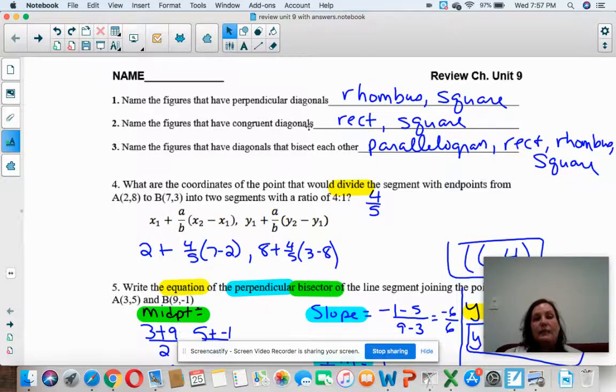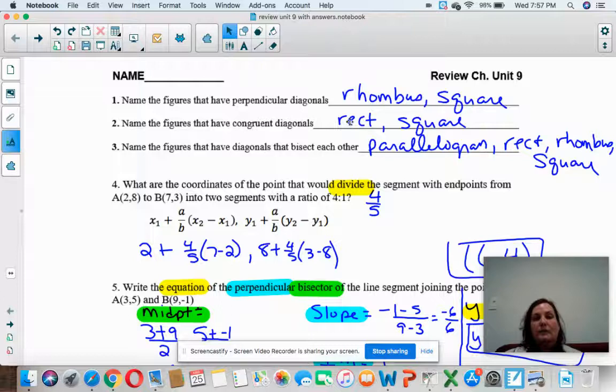Figures that have congruent diagonals are the rectangle and the square. If you draw a rectangle and a square and then draw the diagonals, you can see they look like they're the same length. Whereas if you had a parallelogram and a rhombus, because it is sort of flopped over a little bit, one of those diagonals winds up being longer than the other.